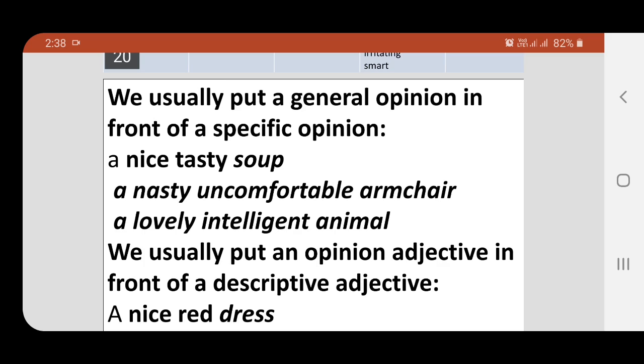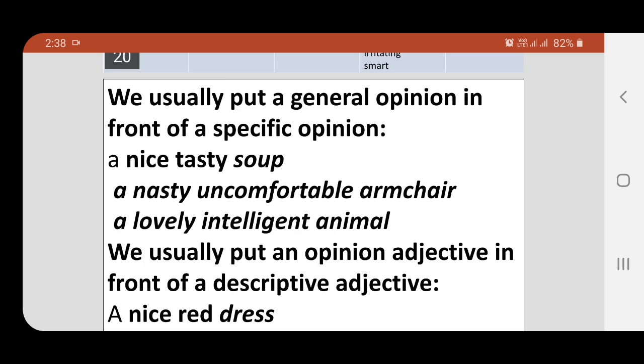Nice is a general opinion. So first you put a general opinion in front of a specific opinion. You should follow this order in writing the adjectives. A nice tasty soup. You should not say a tasty nice soup. That is wrong. Tasty nice soup is wrong. So a nice tasty soup, that is correct.